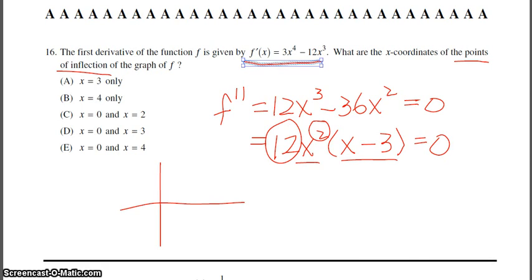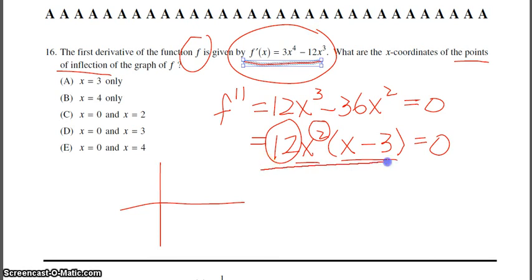Okay, let's continue from the last video. I'm working on question 16, and I'm solving a question about point of inflection. So you just take the second derivative. If they give you f, you need to take the derivative twice. Well, since they give you f prime, it saves some work. So you just need to take it once, become second derivative.